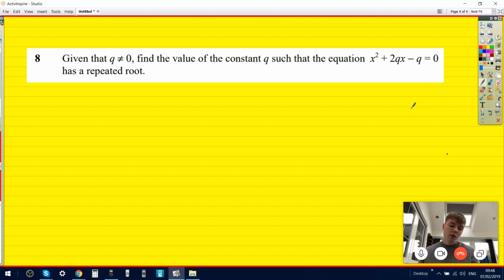So is this the... It says it has a repeated root, so the discriminant is equal to 0. Yeah. Well, I don't get what to do with the piece of information that Q isn't equal to 0. I wouldn't worry about it for now. We'll see if that becomes relevant later. Okay, all right. So a would equal just 1. b, would that be 2Q? Mm-hmm. And then c would be Q.